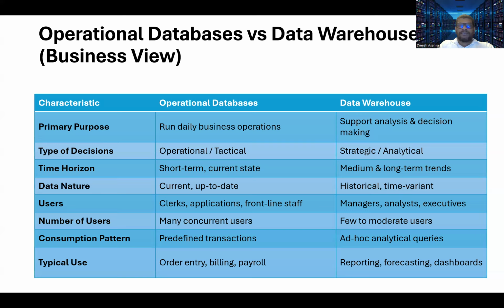When it comes to operational databases, decisions are operational and tactical, day-to-day decisions. In a data warehouse, we are looking at strategic and analytical decisions. For example, strategic decisions mean I want to set up a new supermarket store. That's a strategic decision. I want to close one supermarket, that's again a strategic decision. Operational databases are short term and look at the current state. You are not looking at how much sales happened 5 years ago. But data warehouses look at long-term trends, medium as well, we could say.